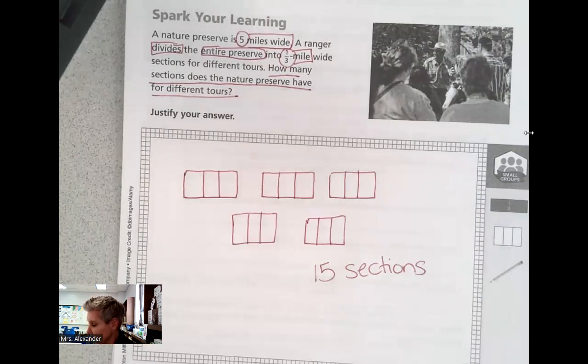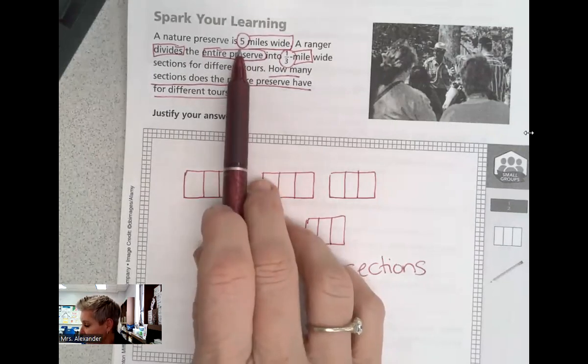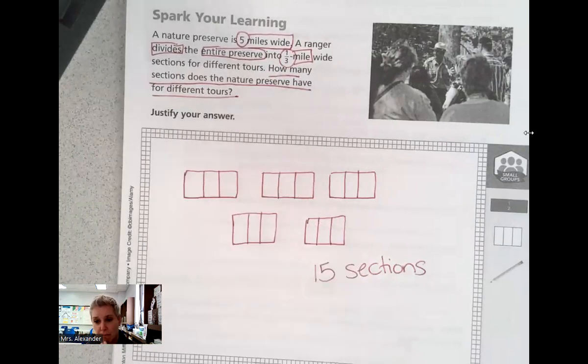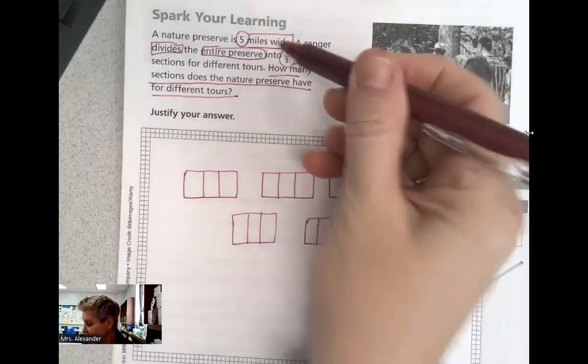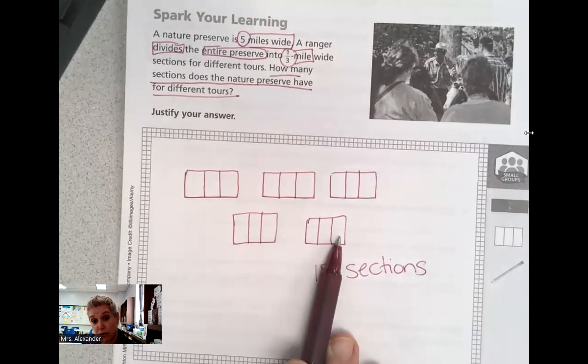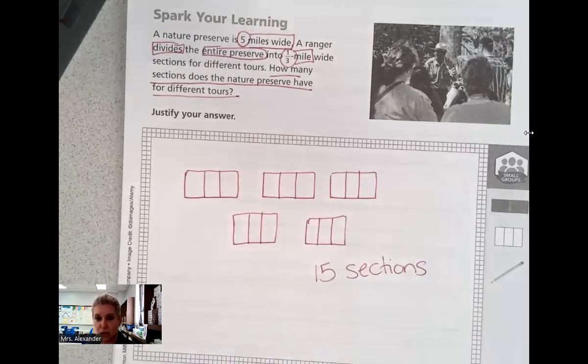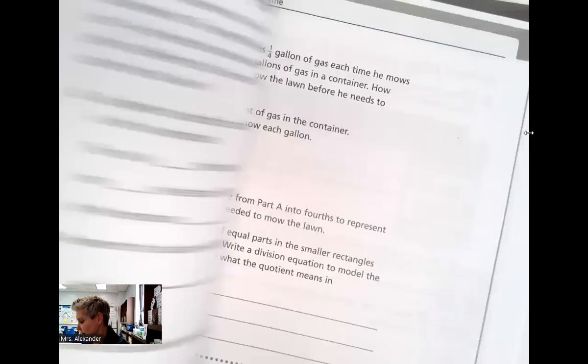All right, so now we need to pay attention. If we have 5 whole miles, we've been doing models where we have maybe 1 mile that we're dividing, but now since we have 5 miles, we have to make sure we show those 5 miles and divide them into 1/3 mile sections. That's going to be the key here.